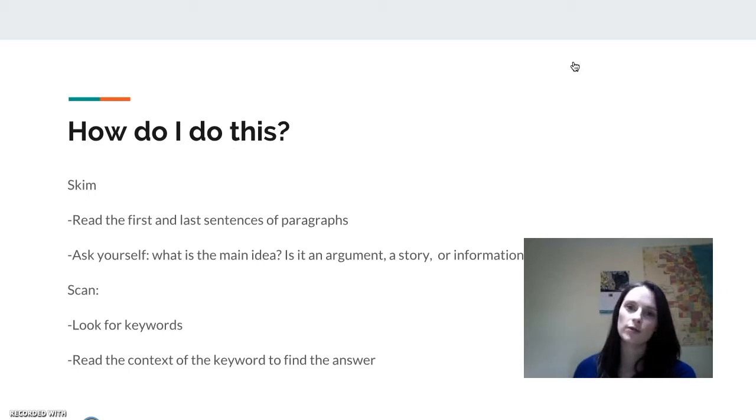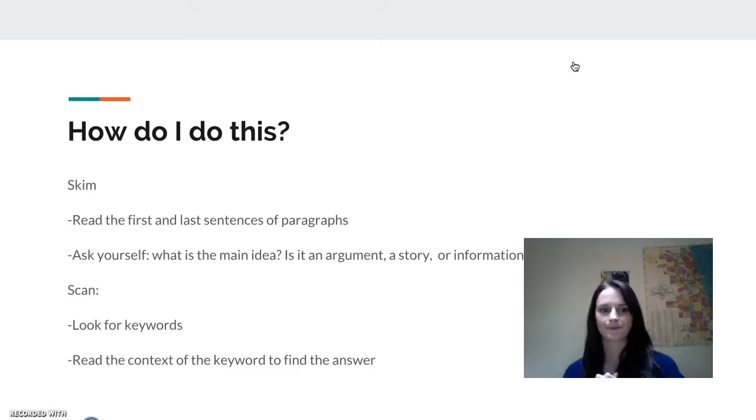Make sure you read the last line of the first paragraph very carefully, because a lot of times that's where the main idea is going to be. And pay special attention to the last paragraph. That will often be kind of the concluding arguments or something that rounds up the whole purpose of the article nice and neat for you.